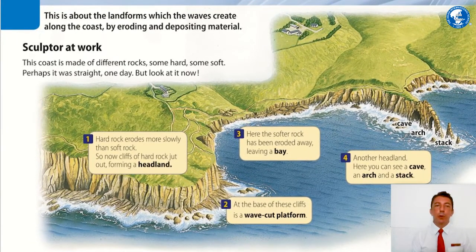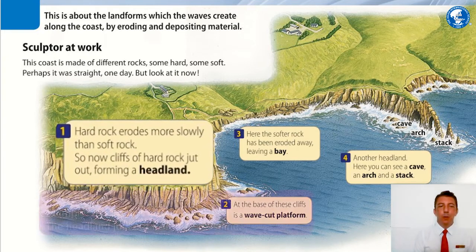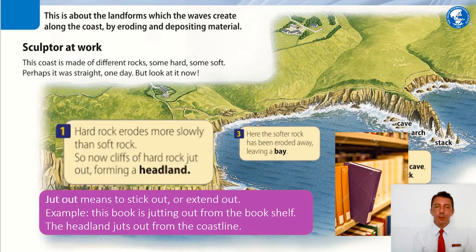So these landforms were created by waves, by eroding and depositing material. So the waves are like a sculptor, constantly changing the shape of the coastline. The coast is made of different kinds of rock. Some is hard and some is soft. Perhaps it was straight one day, but look at it now. So number one, hard rock erodes more slowly than soft rock. So now cliffs of hard rock jut out, forming a headland.